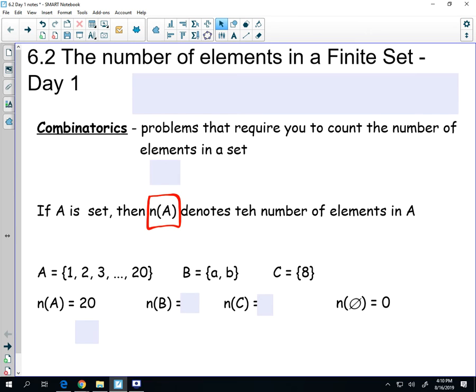And the number of elements in C would just be 1, right? I meant to cover this up, but if I ask for the number of elements in the empty set, there's nothing in the empty set, so there are actually 0 elements in the empty set.